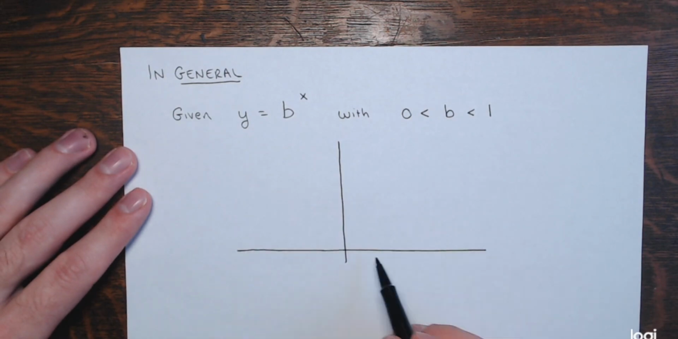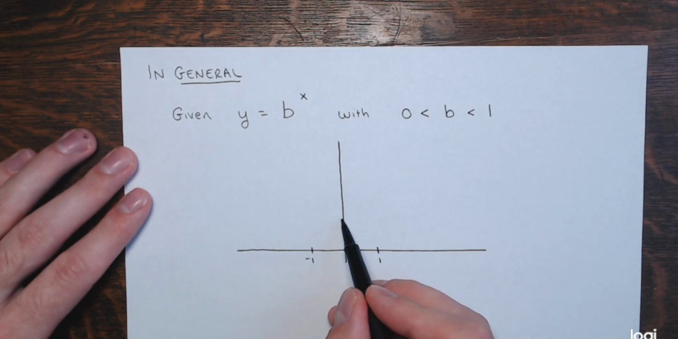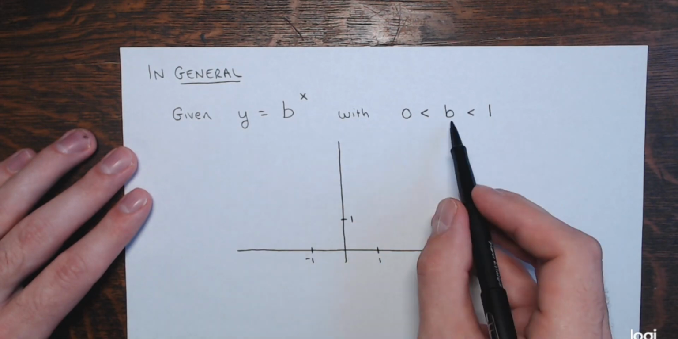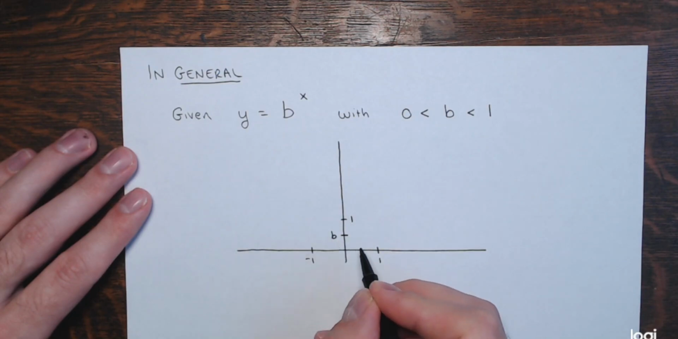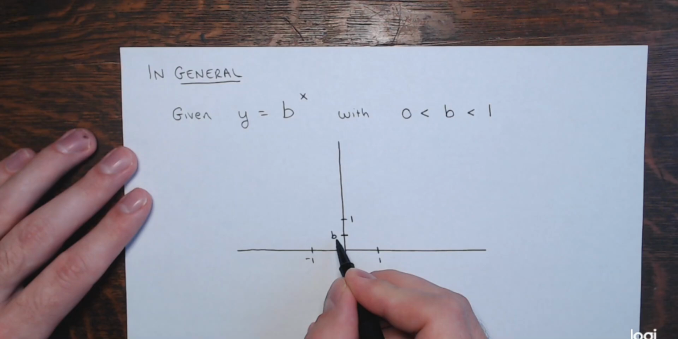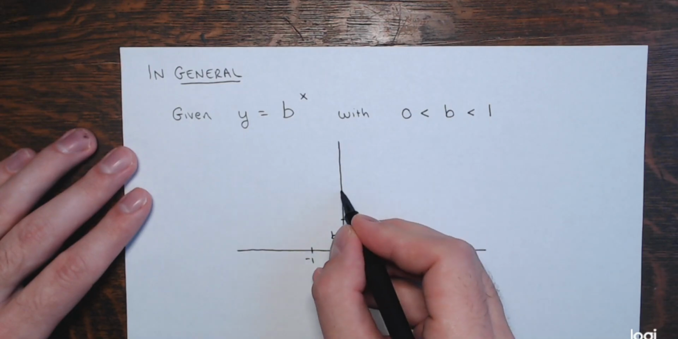And again, I'm just going to have 1 and -1 here. So here's 1 on the output. Now b is less than 1. So say b is here. That means that 1 over b, the reciprocal, would be bigger than 1. Let's say it's out here.